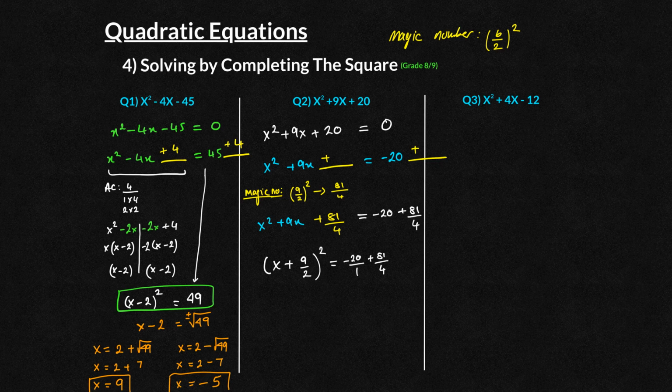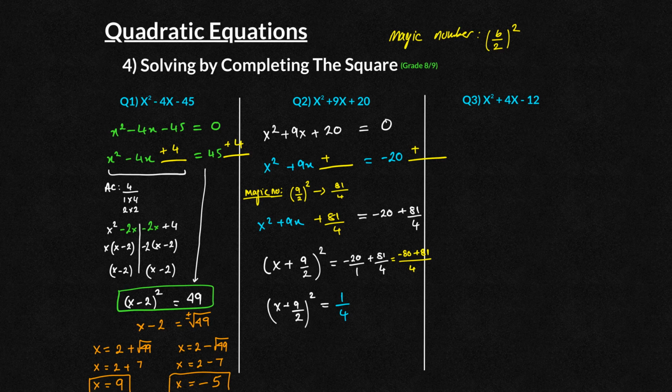So if we make both those denominators the same, so in this case keep it as 4, what do we have to do to 1 to get to 4? Times it by 4. So 4 times negative 20 will be minus 80, plus 81 would stay the same. So then that would work out to be x plus 9 over 2 squared equals 1 over 4.